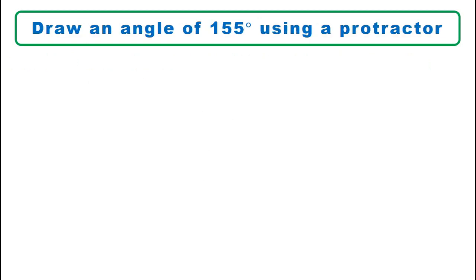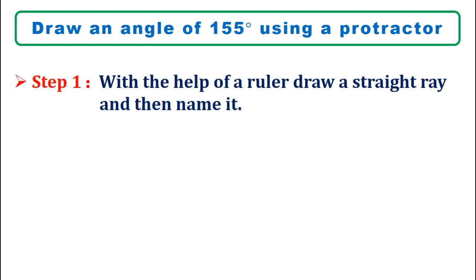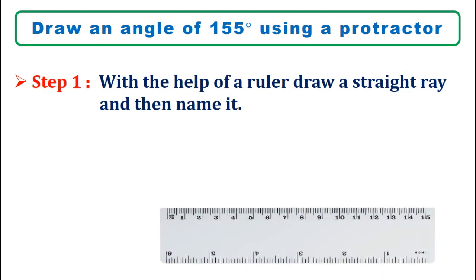Let us now look at another example where we need to draw an angle of 155 degrees using a protractor. Now we know that to draw or to construct an angle, we need to follow a process of 5 simple steps. In step 1, we need to draw a straight ray with the help of a ruler and then name it. Here we are naming it as YZ.